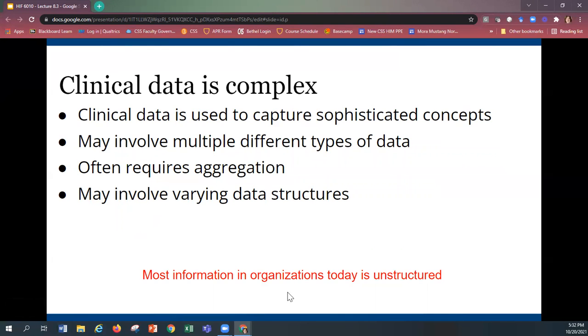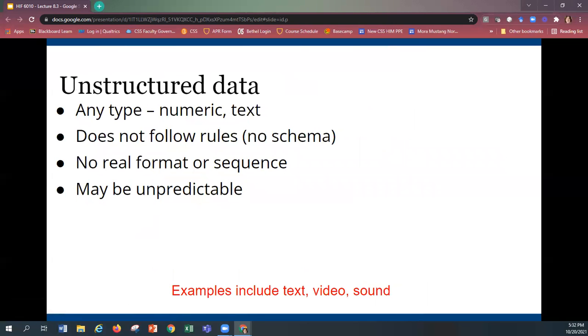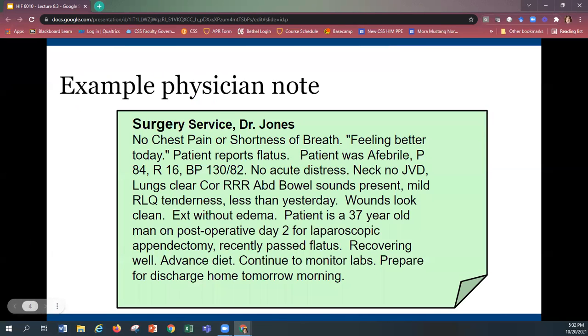So most information in organizations today is unstructured. I think we are moving closer to more structured data, but I still think the majority is unstructured. So unstructured data can be any data type, and does not follow any rules. There's no format or sequence, and it may be unpredictable. And some examples include text, video, and sound.